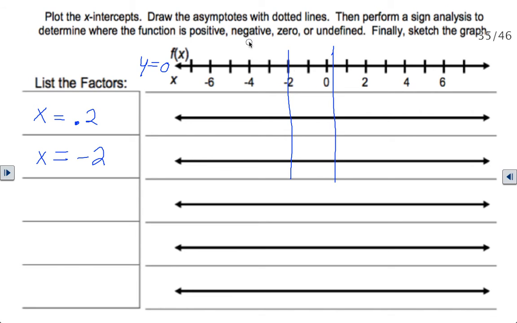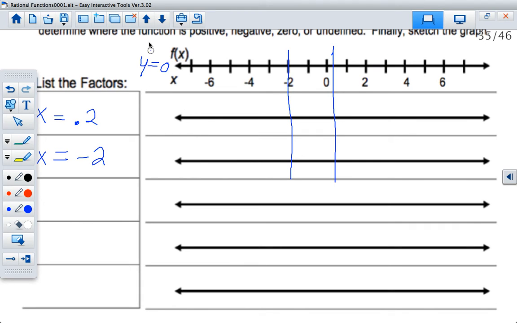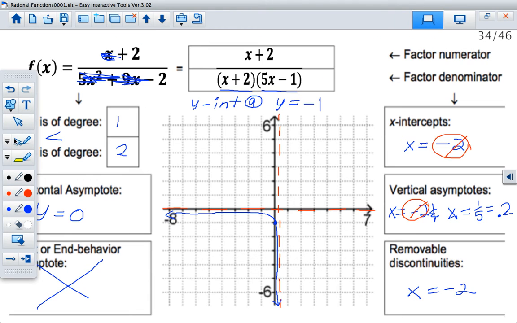And really, because my horizontal asymptote is at y equals 0, I just want to know, am I going to be above or below the horizontal asymptote? Now, because of the location of my y-intercept, I already know that this side is going to be below the horizontal asymptote, but I can always check. I can plug different values in.